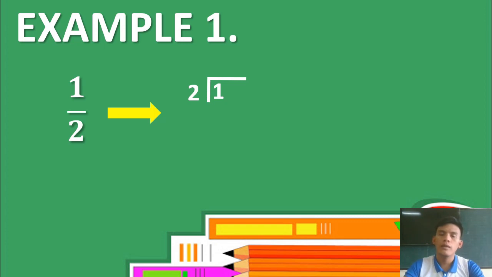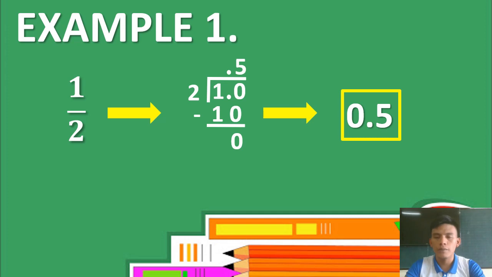So we will add 0. Before adding 0, we put a decimal point first. The decimal point must be aligned. And that's the time you can add 0. 10 divided by 2 is 5. 5 times 2 is 10. 10 minus 10 is 0. And our answer is 0.5.